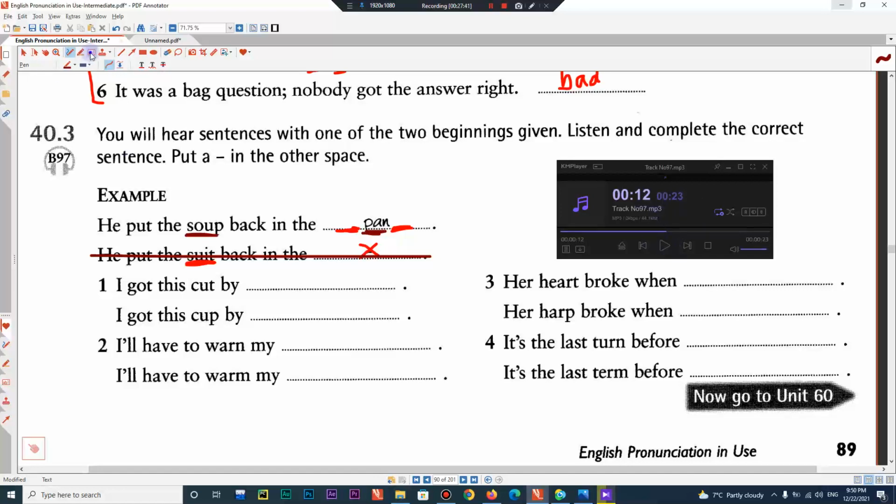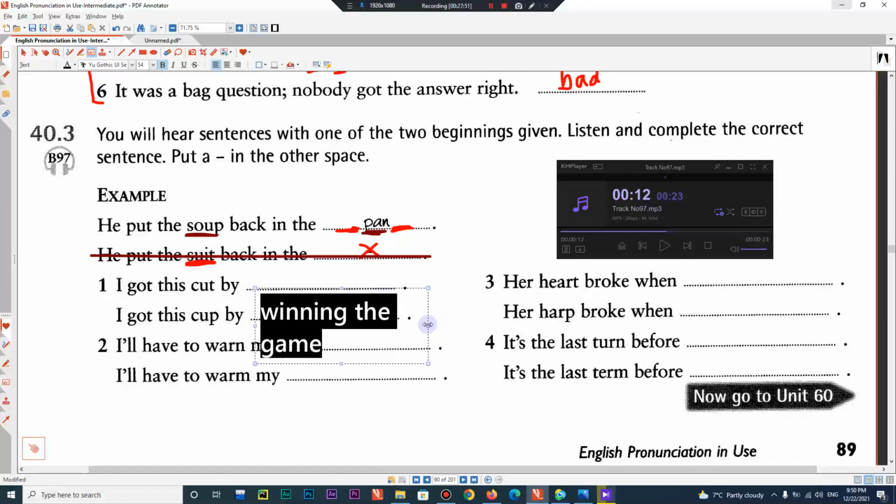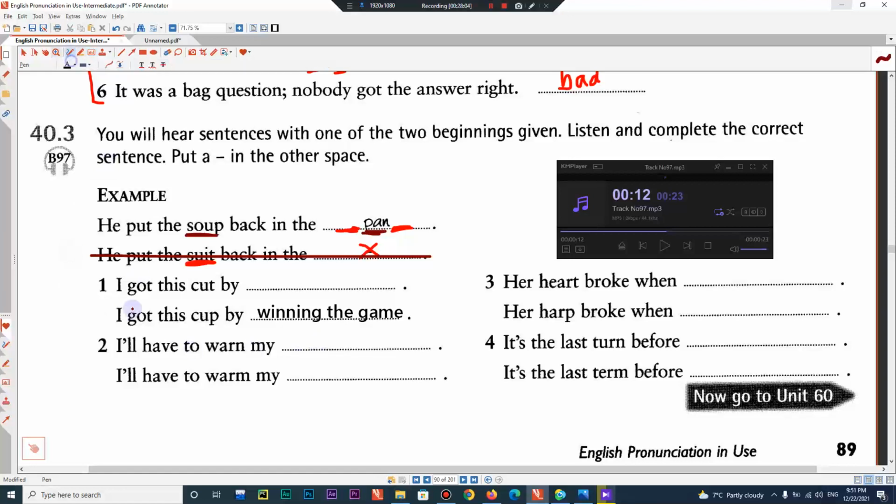So I got this cup by winning the game. So when you win the game, of course you get a cup, not a cut, right? So I'm going to write this here. Right? And this one, we don't really need this one. It's not about cut.